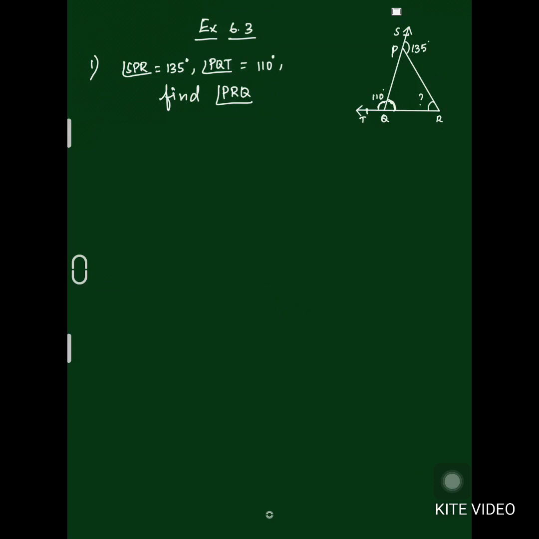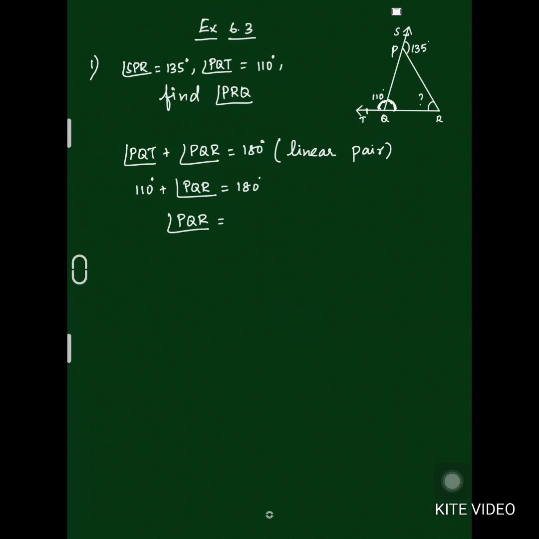What type of angles do they form? Linear pair of angles. That is, angle PQT plus angle PQR is equal to 180 degrees, because TR is a line and PQ is a ray, so the adjacent angles so formed will form a linear pair. Angle PQT is given as 110 degrees. So 110 plus PQR is equal to 180 degrees. From that, angle PQR is equal to 180 minus 110. So we found angle PQR as 70 degrees.